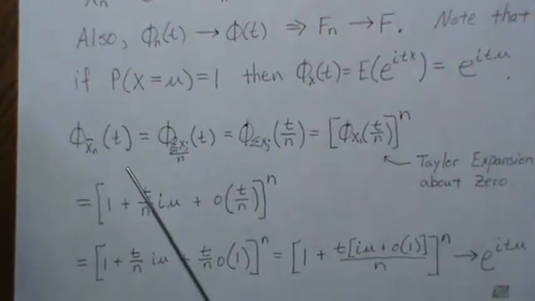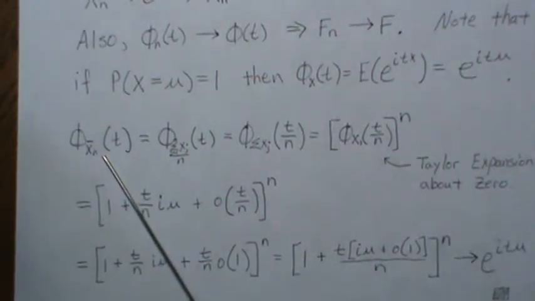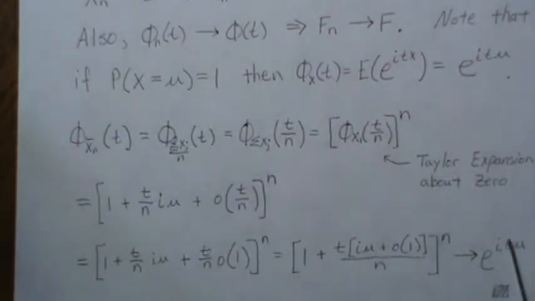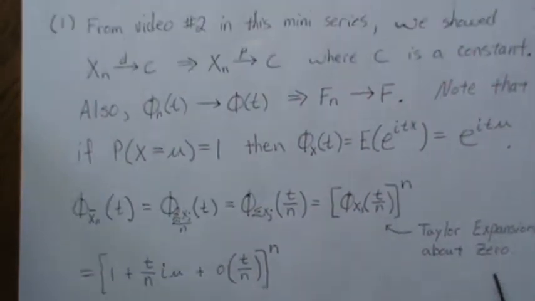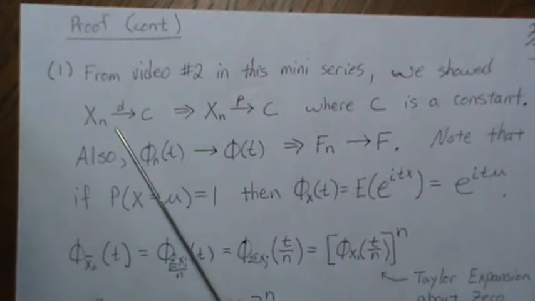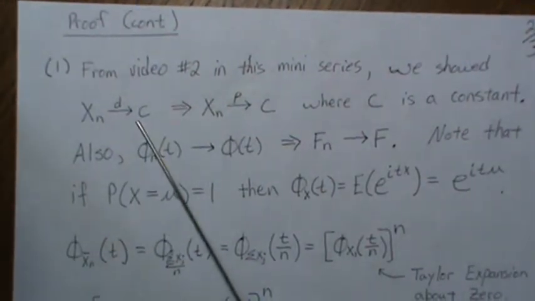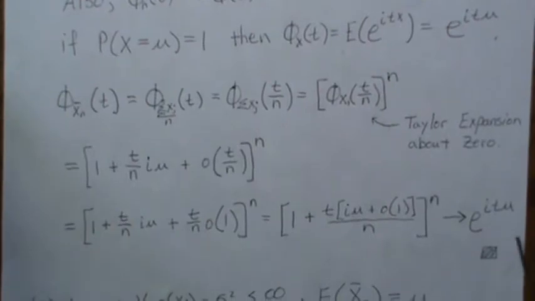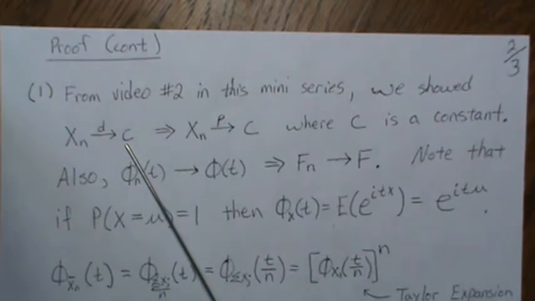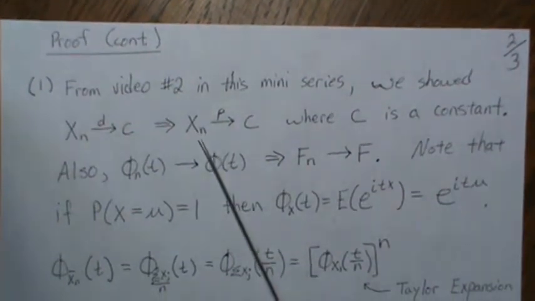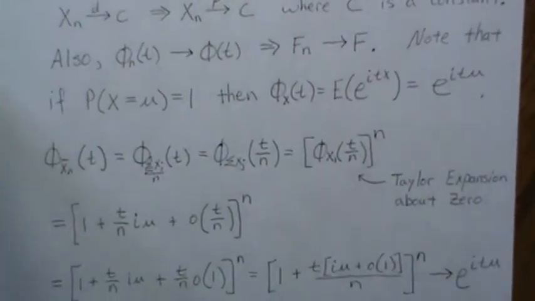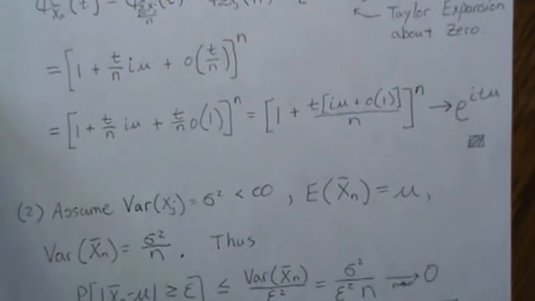So we just showed that the characteristic function of x bar converges to a known characteristic function of a constant. So that says that our distribution of x bar converges to a constant, mu, right there. So since x_n converges in distribution to a constant, that implies that x_n converges in probability to that same constant, mu. And so we're done. So that's the proof. That's the first proof that we're going to look at.